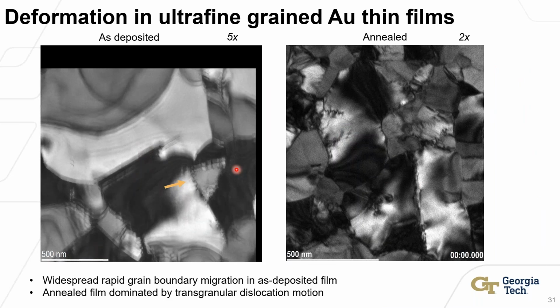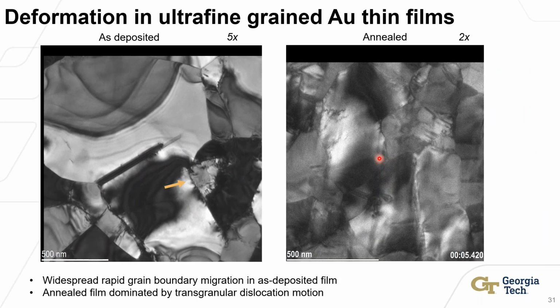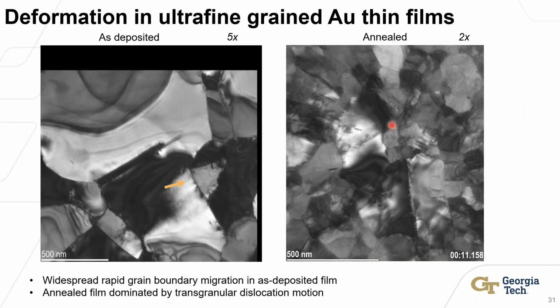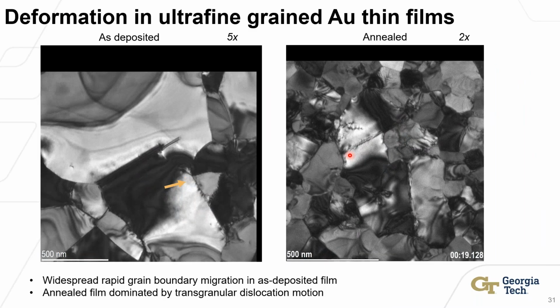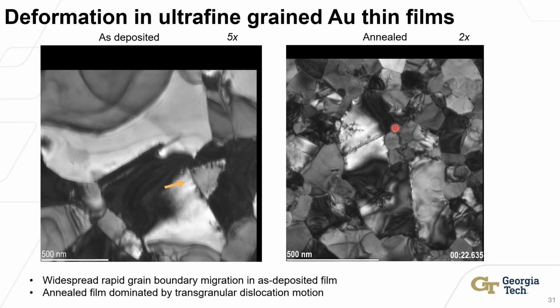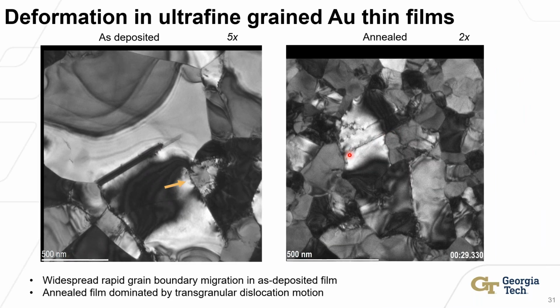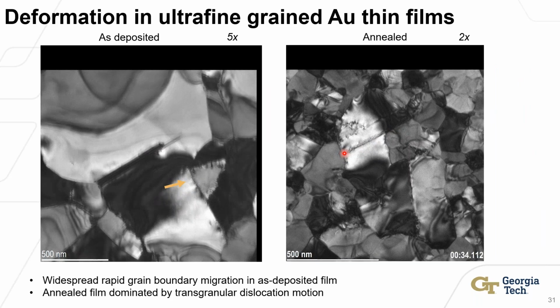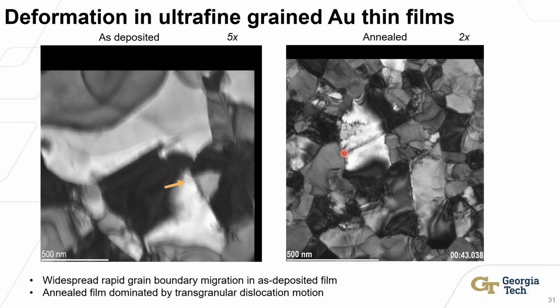Now, if we compare that to the annealed thin film, here you see very minimal grain boundary migration, but you see very active dislocation flow and interactions, almost like what you'd see in a large grain material. So you have dislocations nucleating here, propagating across the grain, piling up at the grain boundary over here. So all the classic transgranular dislocation mechanisms that you would expect to see.